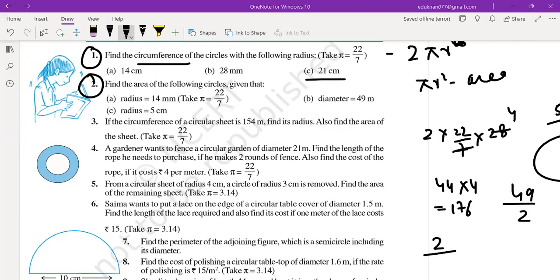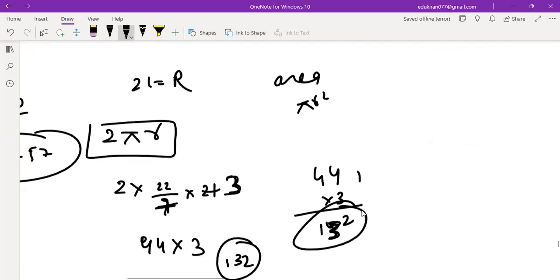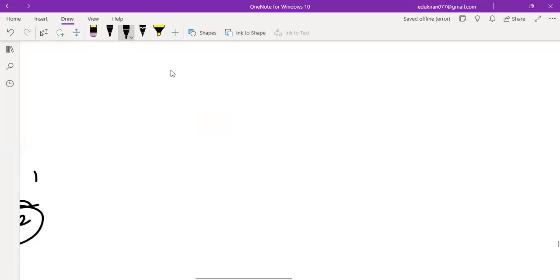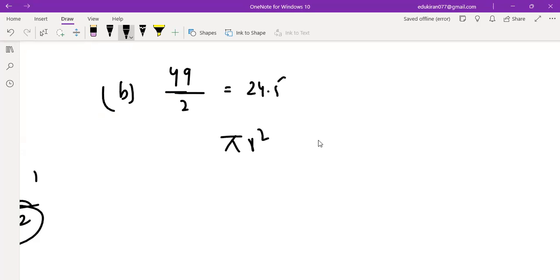Can you do it once? See, diameter was given, what? 49 meters. It was 49, right? Divided by 2. So you will find the radius. What will you get? 24.5, right? Yes, ma'am, I got 24.5.